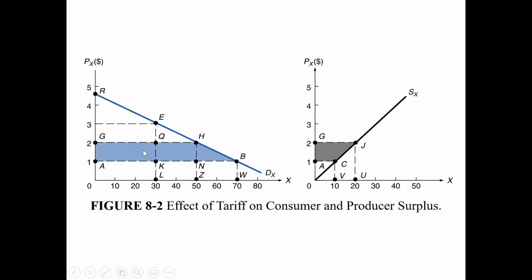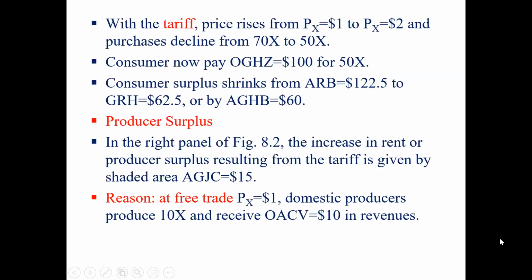In this diagram, in the left panel, on the x-axis is commodity X and on the y-axis is the price of X in dollars. When the price increased from $1 to $2, consumer surplus decreased by the area A, B, H, G. And when the price increased from $1 to $2, producer surplus increased by the area A, C, J, G. And we will use this concept to study the costs and benefits of the tariff.